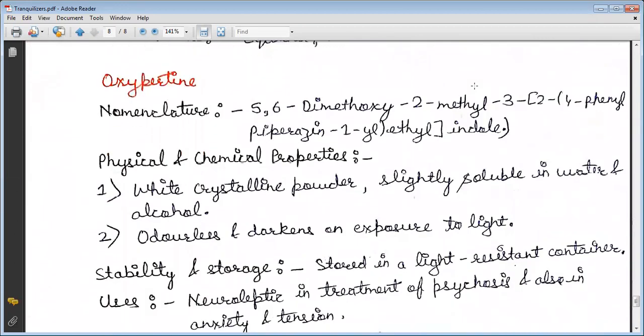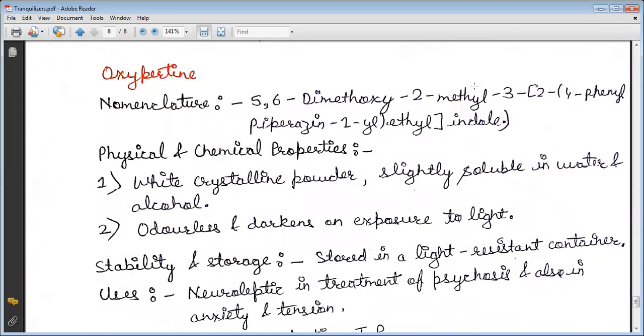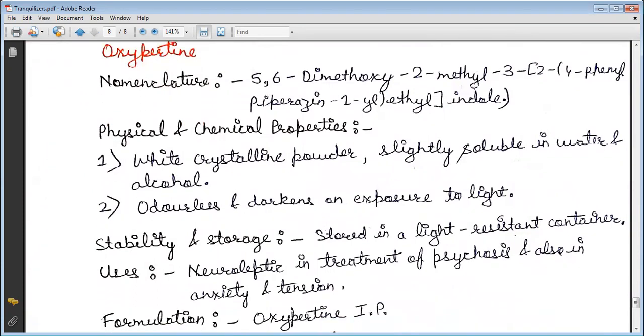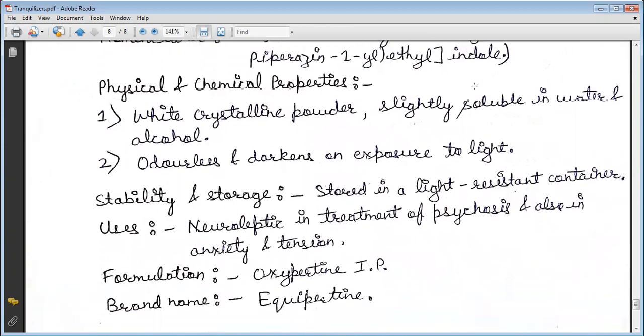The last drug is oxypertine. The nomenclature includes 5,6-dimethoxy-2-methyl-3-[2-(4-phenylpiperazin-1-yl)ethyl]indole. It is white crystalline powder, slightly soluble in water and alcohol, odorless and darkens on exposure to light. It is stored in light-resistant container. It is being used in treatment of psychosis, but also in anxiety and tension. The formulation available is oxypertine IP and the brand name is Equipertine.